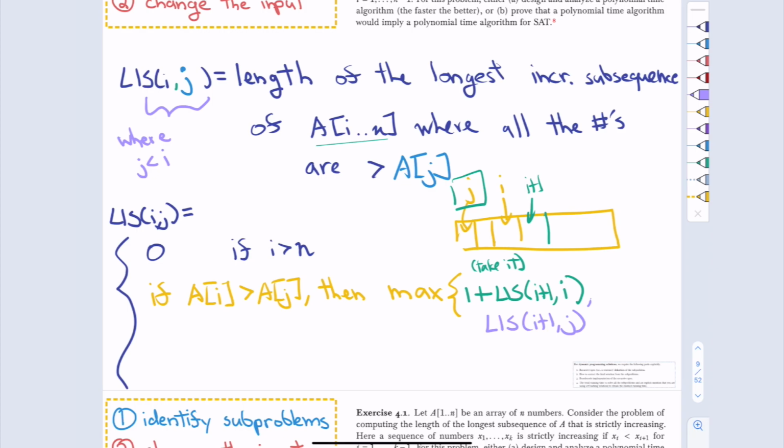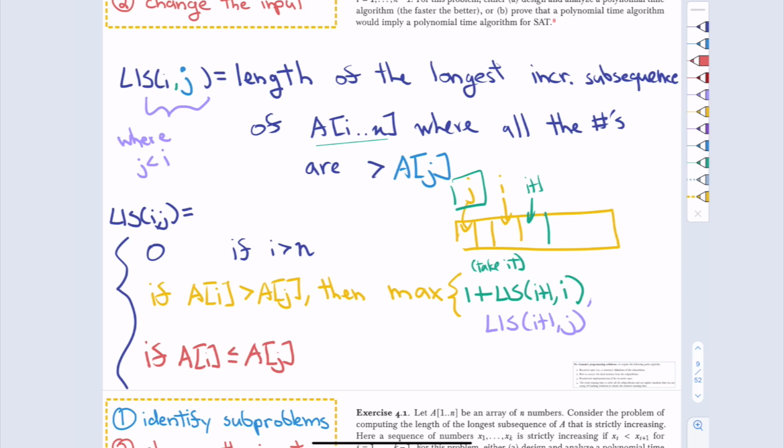Okay, and then we do have one other case. If AI, I mean, we've already kind of said out loud a little bit, but let's be thorough. If AI is less than or equal to AJ, then I know I can't take I, because the rules are it has to be strictly increasing. So I only have one option.